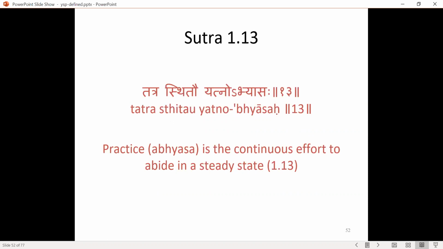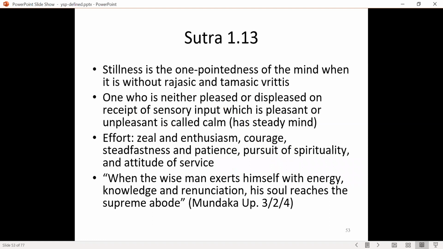So let's see my notes here. Stillness that we are talking about is the mind's stillness, the one-pointedness of the mind when it is without rajasic and tamasic vrittis. Well, this is too strong a statement. It cannot be without rajasic and tamasic. There's never going to be a time that we are completely devoid of rajas and tamas. So stillness is one-pointedness of the mind when sattva is dominant and rajas and tamas are subdued. Think of it that way.